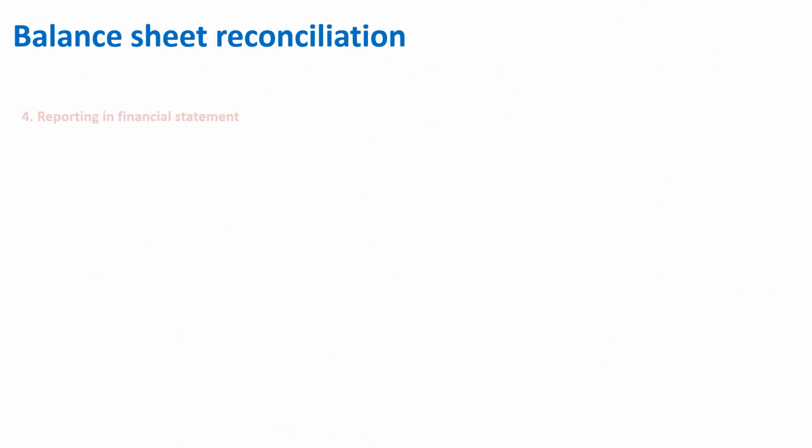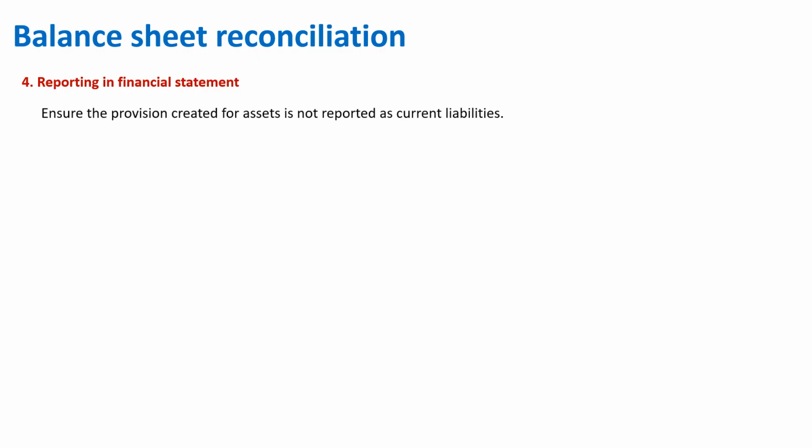Next point to check is reporting in the financial statement. As we explained in the previous slides, it has to be shown as a liability, not to be netted off with any asset. Only provision for expenses has to be netted off if it is created for any asset. So ensure the provision created for assets is not reported as current liability, right? It should not happen that a provision was created against some asset and then the same has been reported as current liability. That is wrong.